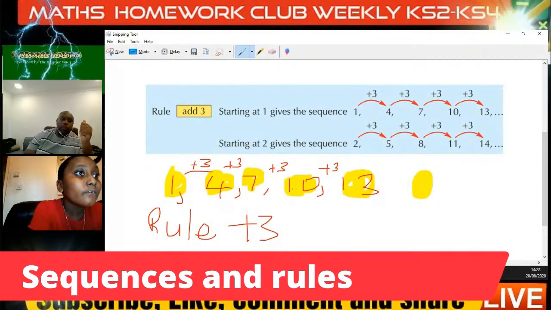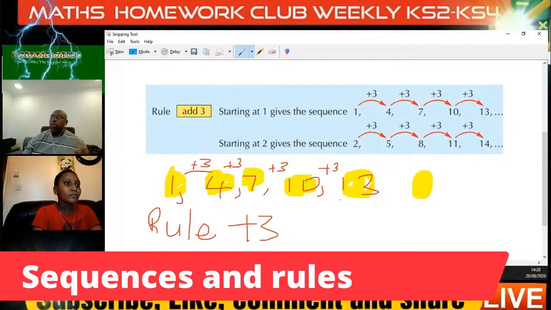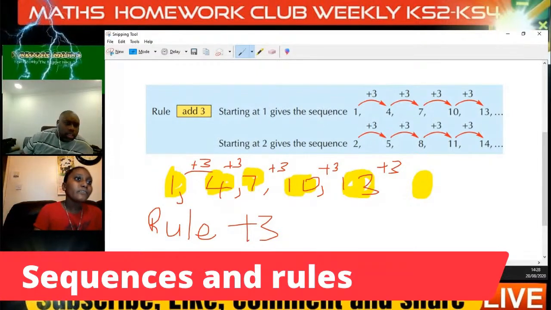So now, what would be this number here? You now establish a rule. You got your sequence here, you establish a rule. What would I need to do? I need to add 3 here. My rule is add 3. So 13 add 3, Danzel. Think before you talk. 13 add 3. 15. No, it's not 15. Try again. 13 add 3.